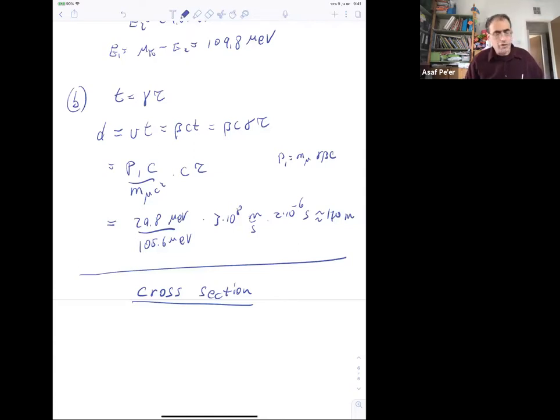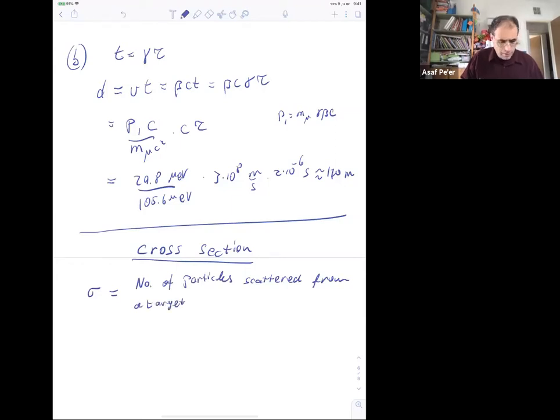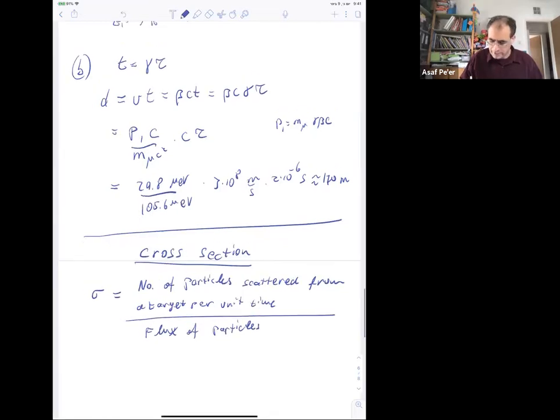Okay, so let's make a small visualization of the idea of a cross-section. Remember, the cross-section is relevant for a given process and is defined as the ratio of the number of particles that are being scattered from a target per unit time, divided by the flux of particles hitting the target.